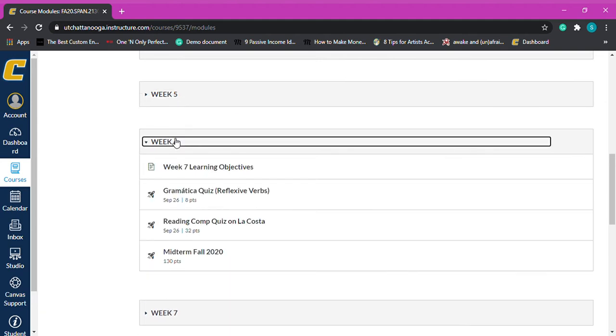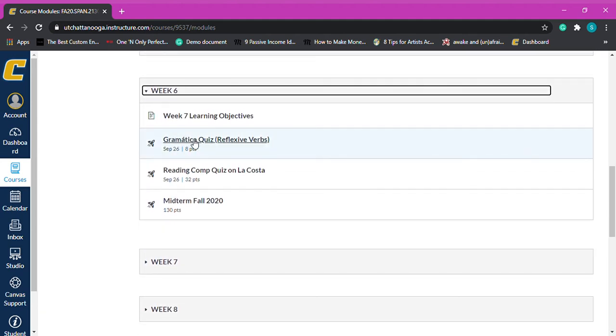For week 6, we need to complete the next grammar quiz. This is the week of our midterm, so we need to study for that. And then we have to read La Costa and be able to recall events and storyline from the reading.